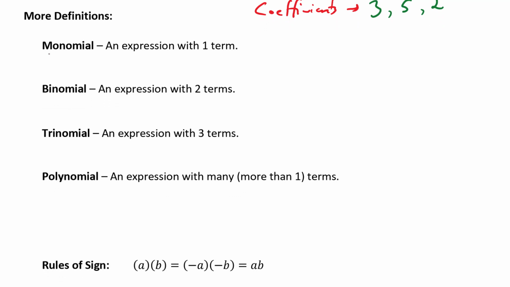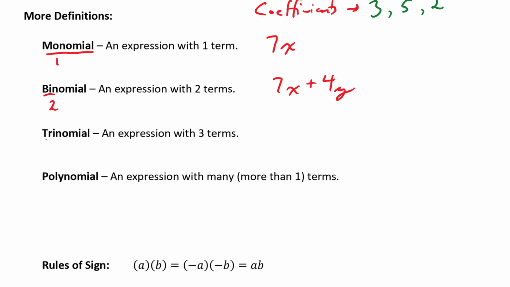Here we have what's known as a monomial. Mono means one. This is an expression with one term. So for instance, 7x would be a monomial. We then have a binomial. Binomial means 2. This is an expression with 2 terms. So 7x plus 4y would be an example of a binomial.